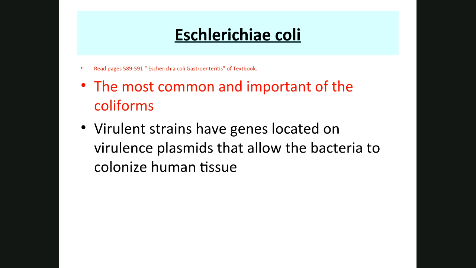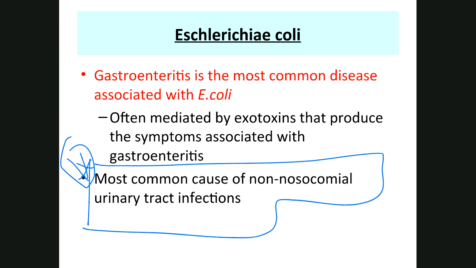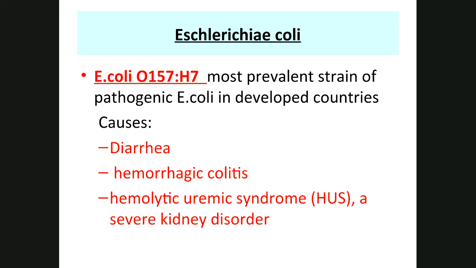So E. coli is probably the most famous of all the coliforms. The organism causes gastroenteritis, which is the most common disease associated with E. coli. I think we've all felt it at one point or another. E. coli, right here, this should be in red, is the most common cause of non-nosocomial and nosocomial urinary tract infections. So this is very, very important. The number one cause of UTIs. The organism is considered an opportunistic pathogen.